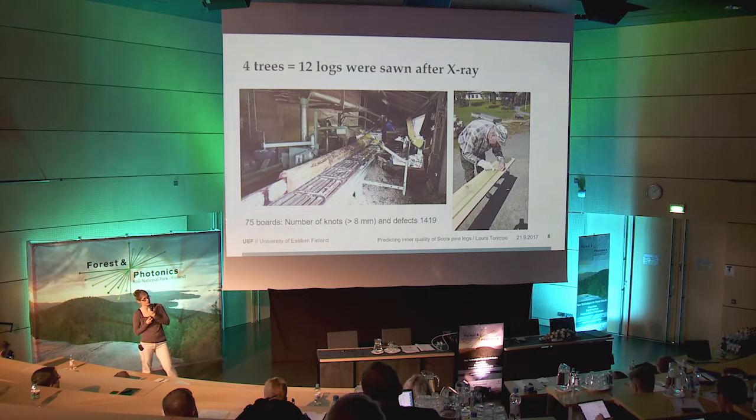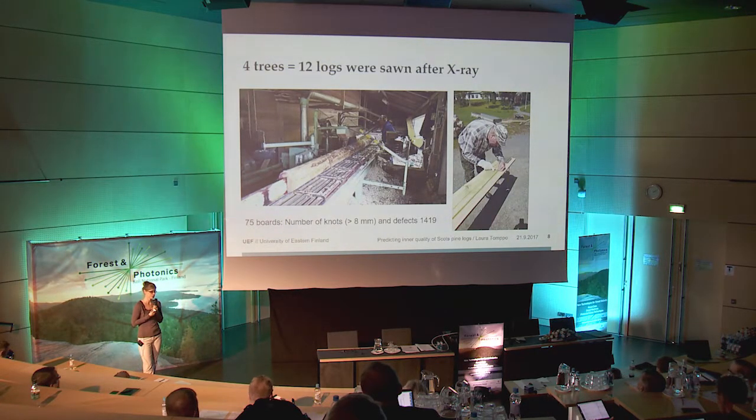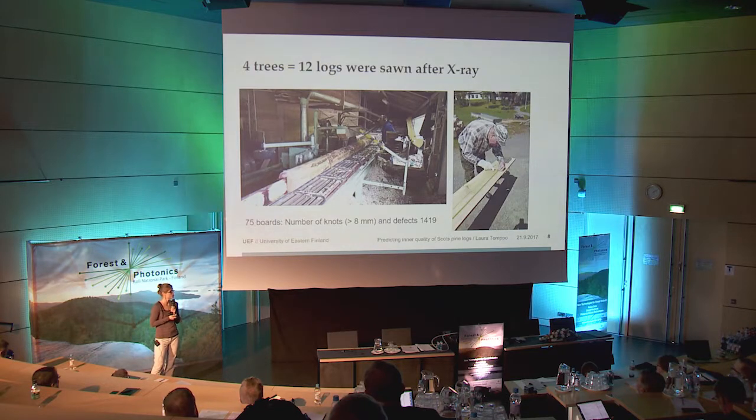Then after the X-ray scans, some of the logs were taken to the sawmill, and 75 parts were sawn from them, and the number of knots and defects was manually determined. There were about 1,400 of them in total. This is the reference for the other methods.